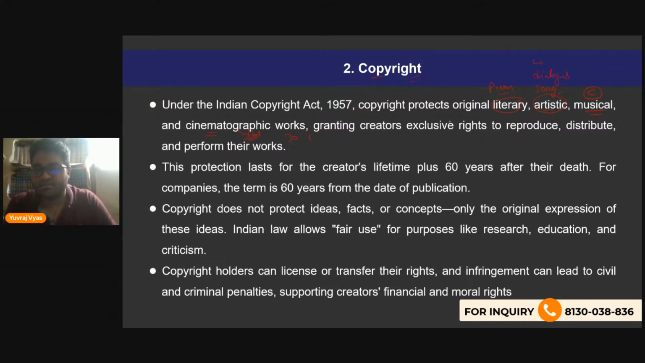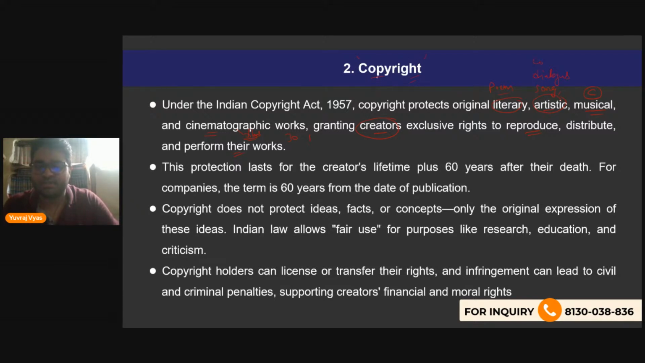Granting creators exclusive rights to reproduce, distribute, and perform their work. So anything which is literary, artistic, musical, or cinematographical, you get a right when you create something, so you are a creator. Suppose you write a new song. You are a creator, so you get the exclusive right to reproduce it. It is your right whether you want to distribute it to someone or keep it to yourself, and perform the work, or host it on any public platform. Let's say you want to conduct a concert, or you want to post your song on YouTube. That is your right. So this is copyright.